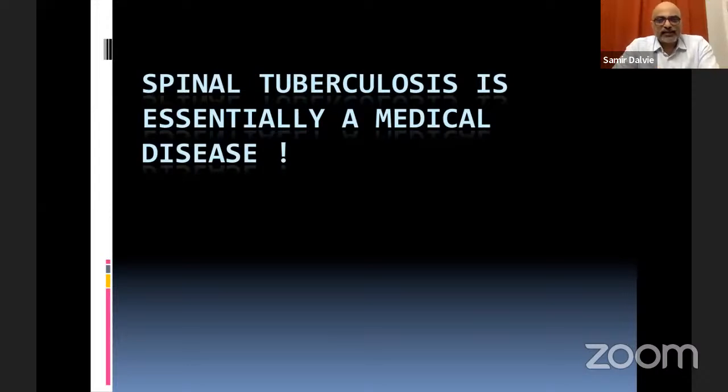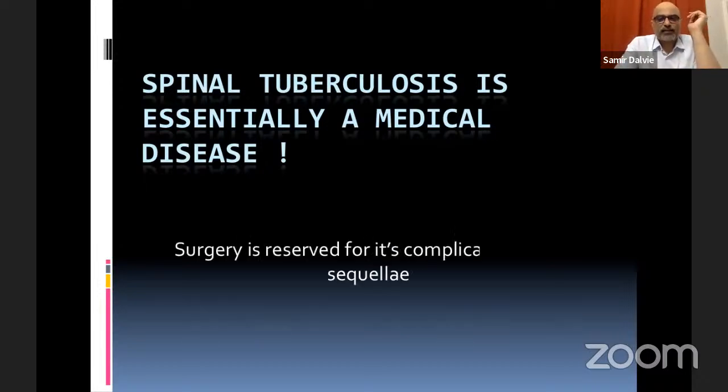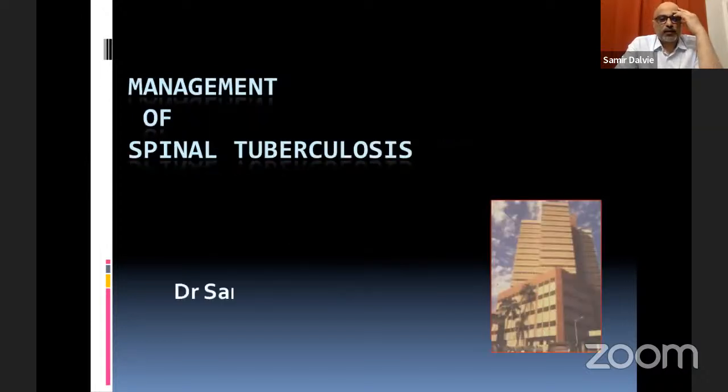And I think this sentence is very, very important: compared to what we thought 10 to 15 years ago, spinal TB is actually a medical disease and surgery is reserved for its complications and sequelae.